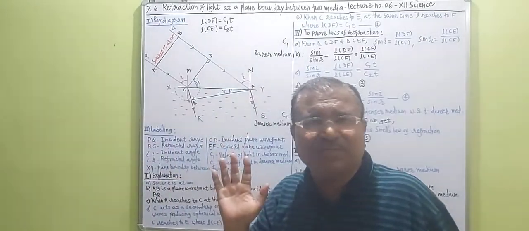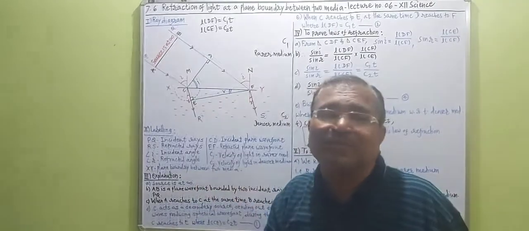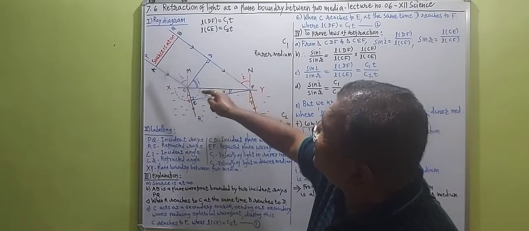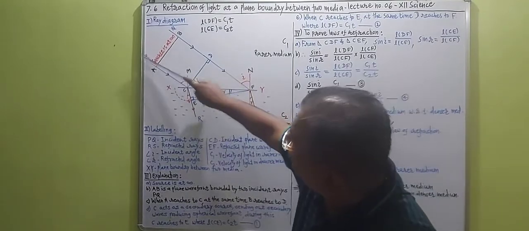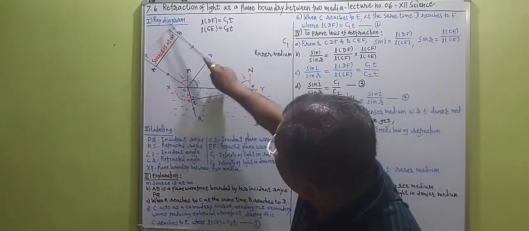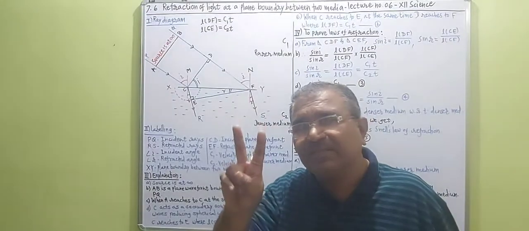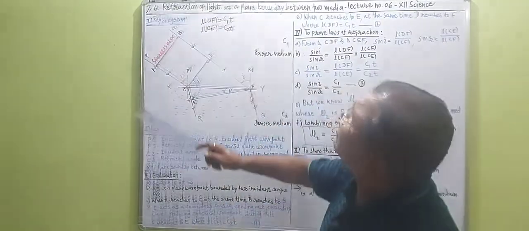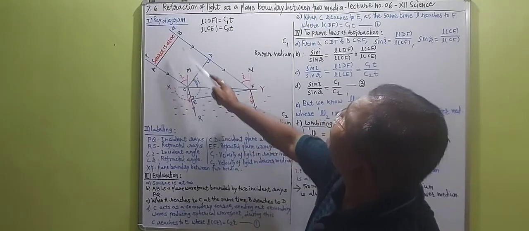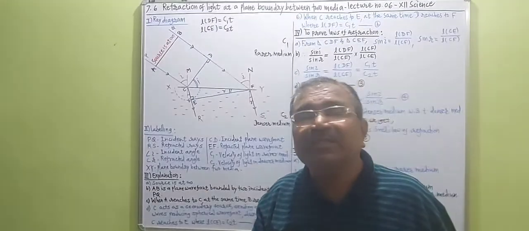Listen carefully. Very simple. Source is at infinity. AB is a plane wavefront bounded by which rays? Bounded by two incident rays P and Q. This is the second sentence. The third sentence is: when A reaches C, at the same time B reaches D. This is the third sentence.